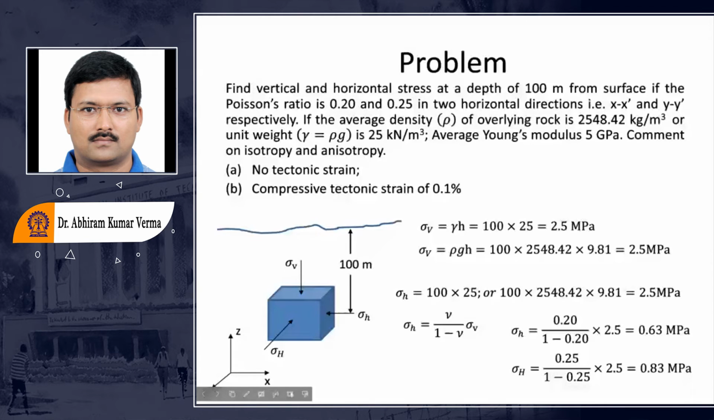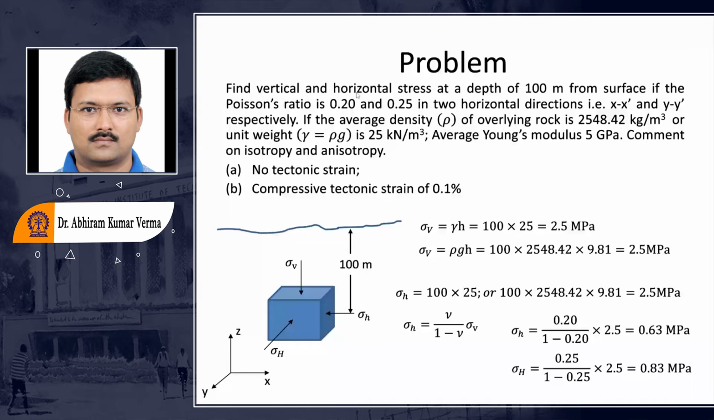Before that, this problem is very interesting. You can see this problem is talking about a surface, the earth surface, and below the surface at 100-meter depth we have to find out the vertical stress and the horizontal stress. As I discussed, vertical stress is nothing but gamma h. So the question is: find vertical and horizontal stresses at a depth of 100 meters from the surface if the Poisson's ratio is 0.20 and 0.25.